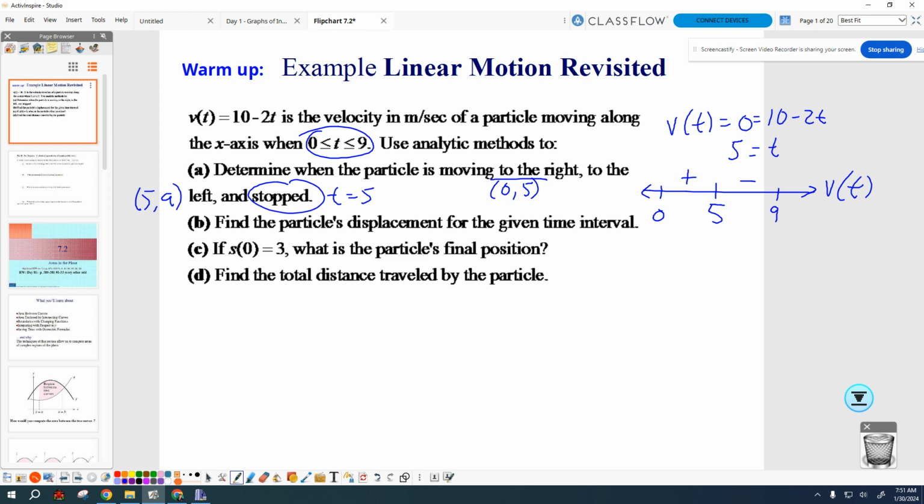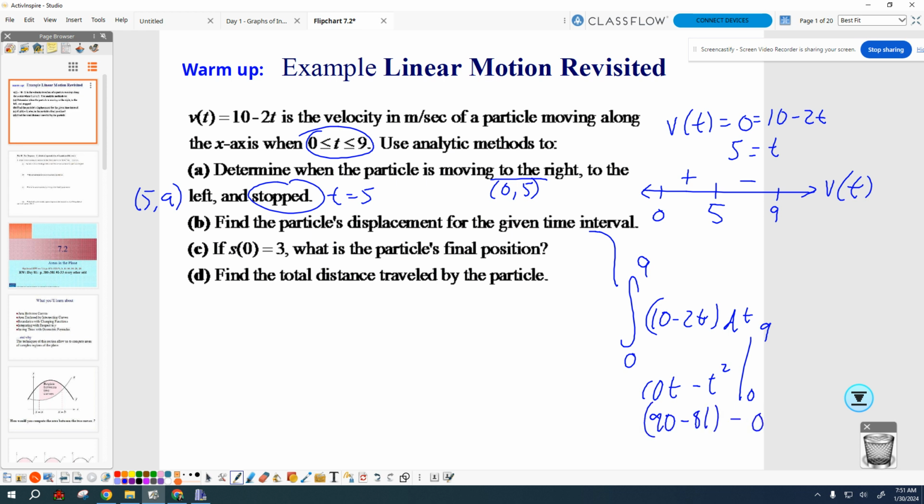Sydney, how do I find the particle's displacement? You need to find the integral of velocity from 0 to 9. So raise the power, divide by the new power, and evaluate from 0 to 9. So 90 minus 81 minus 0 is 9. Do I have units? Meters.